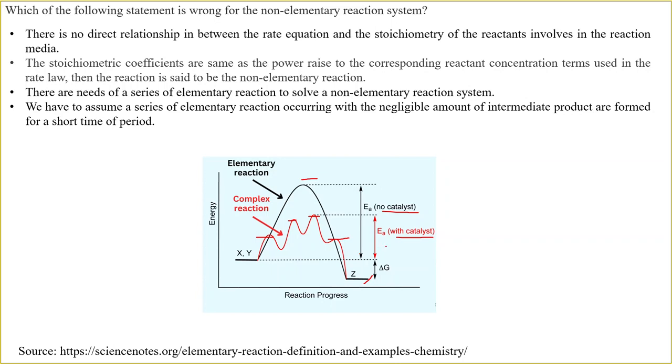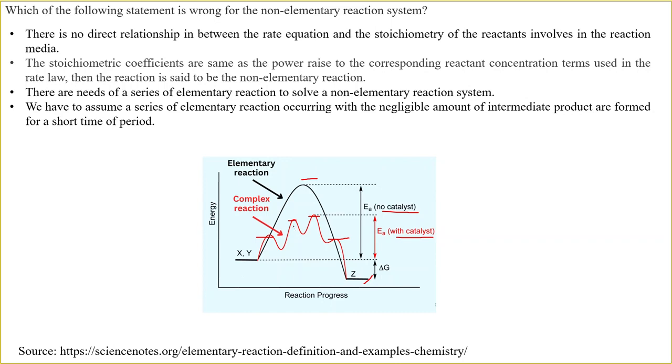Most of the reactions happening in nature, or the polymer reactions which we are trying to study, are quite complex reactions. They do not proceed as elementary reactions, which are shown in normal examples. So usually, there is no direct relationship between the rate expression and the stoichiometry of the reactants involved in the medium, because many intermediate products are being formed.